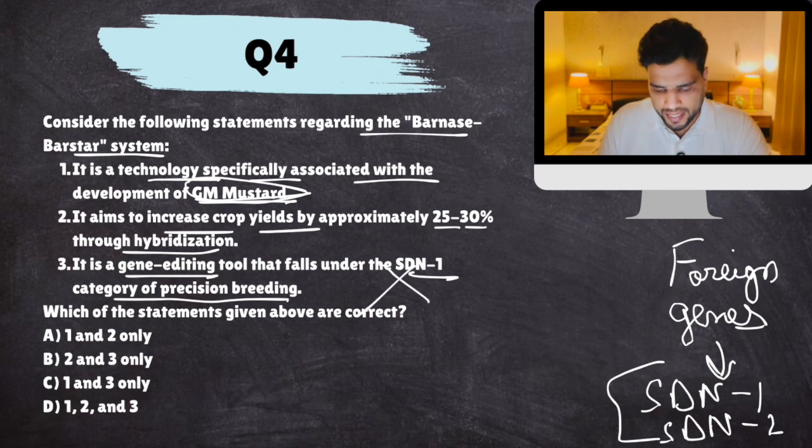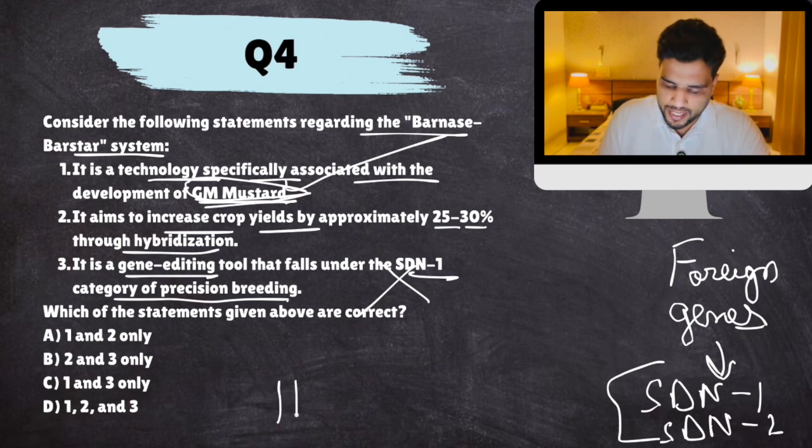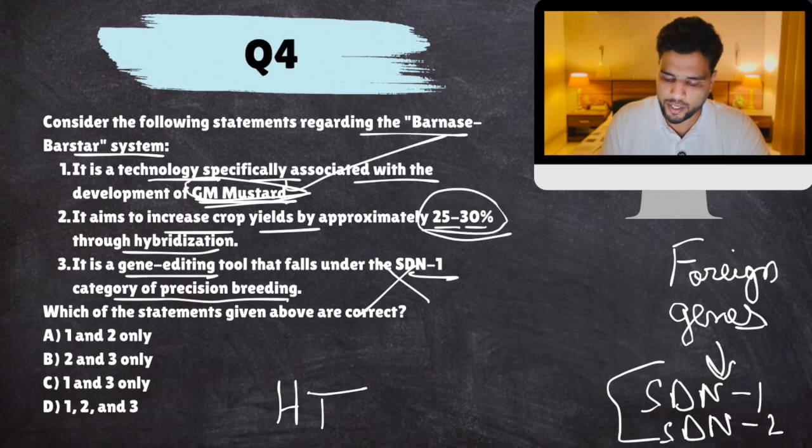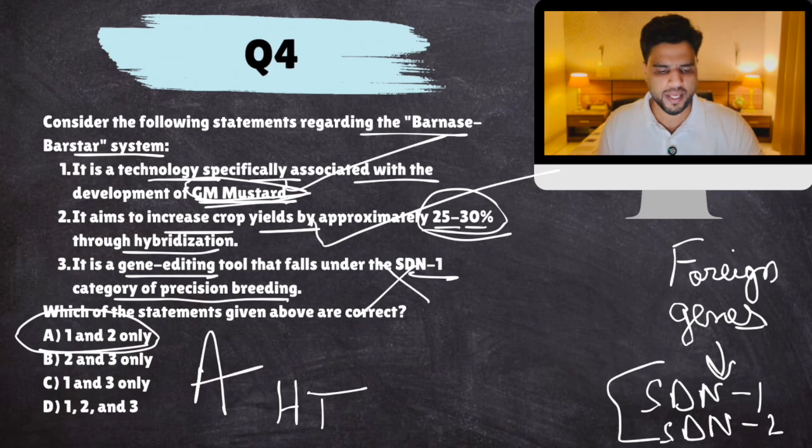Okay, but yes, this is correct. Barnase-Barstar is GM mustard. We have already done this, and this makes the crop herbicide tolerant, which improves the yield by 20 to 30%. This is also correct. So the correct answer would come out to be A. Right? Next.